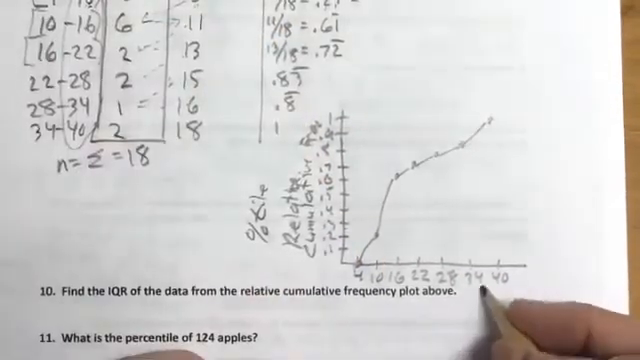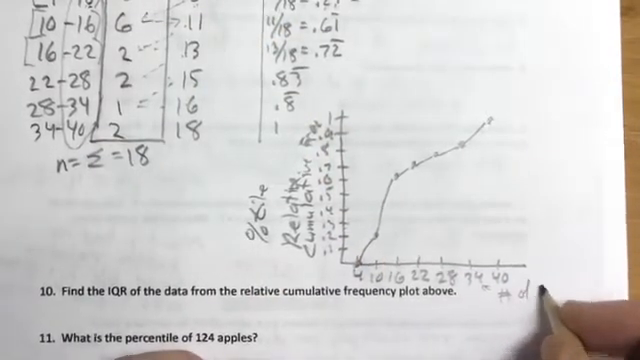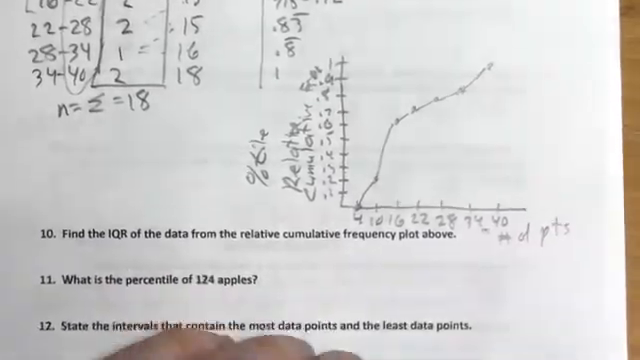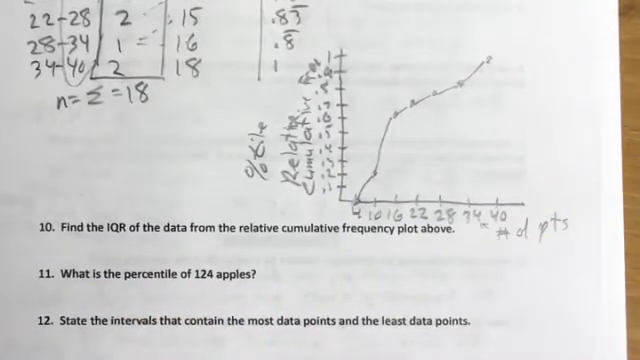So always label your axes. So this is number of points. Number of points. Okay, there we go. All right. Estimate, find the IQR.